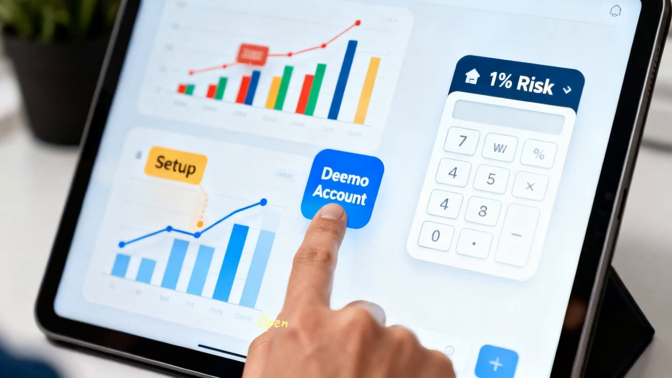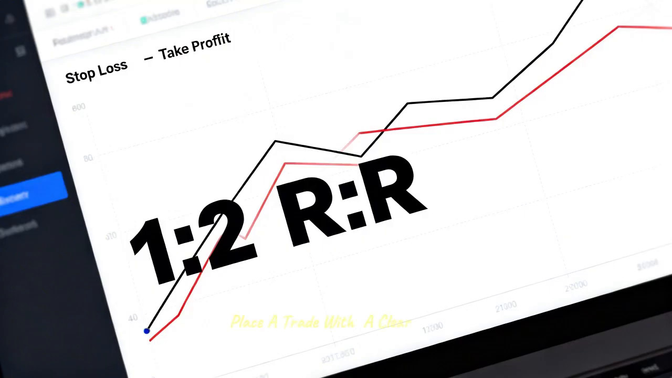Call to action. Today's assignment: open your demo account, find one setup, calculate 1% risk. Place a trade with a clear stop loss and a clear take profit, at least a 1:2 risk to reward ratio.